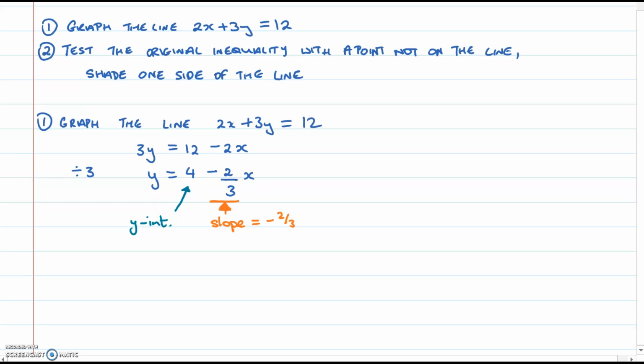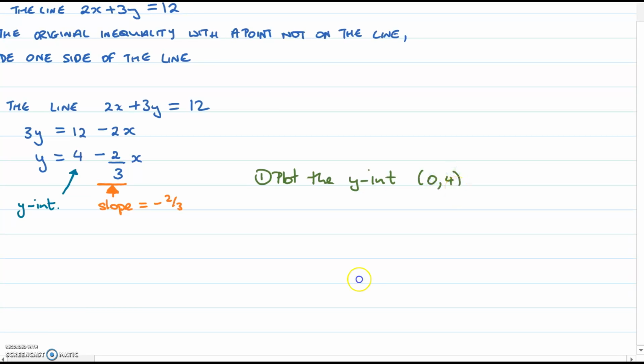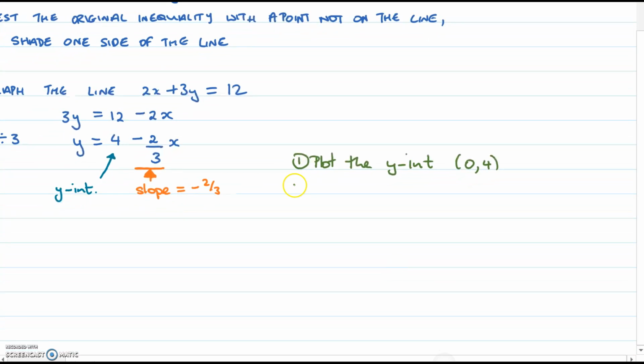So now what we're going to do is first plot the y-intercept, which, if you want to write it strictly as a point, is 0, 4. So it's going to be 4 on the y-axis. And then the slope. We've just said the slope is negative 2/3. Now remember, the slope is the rise over the run.